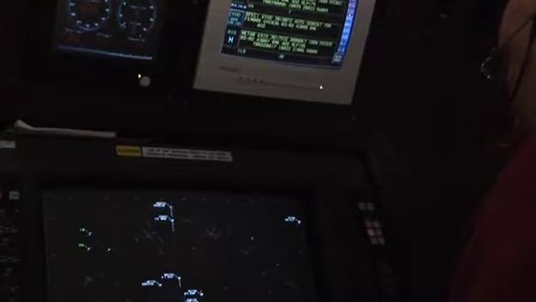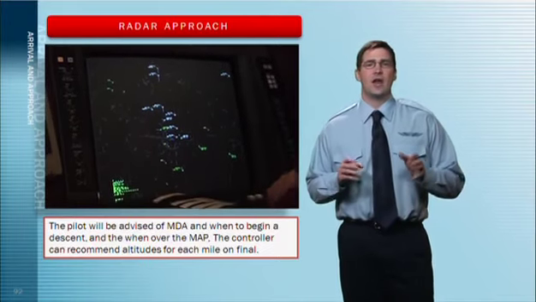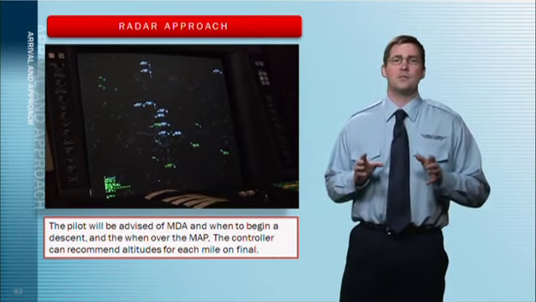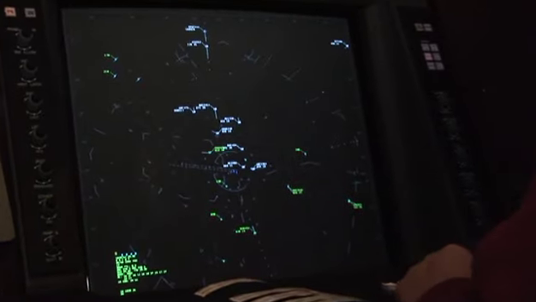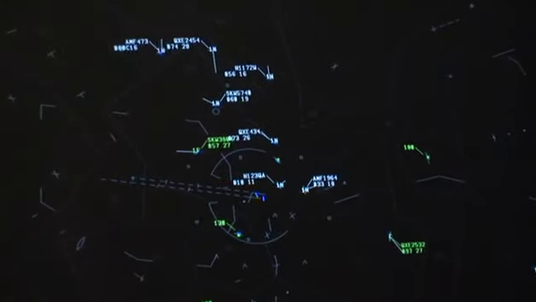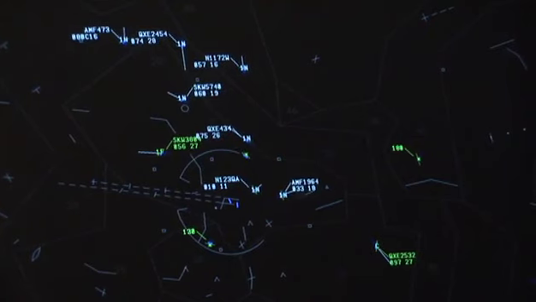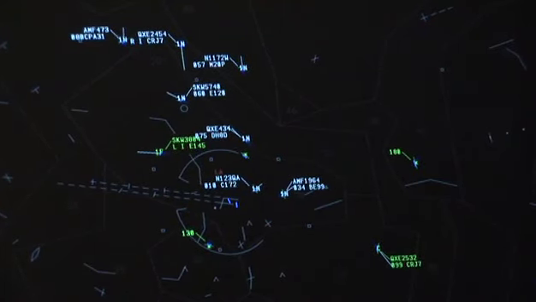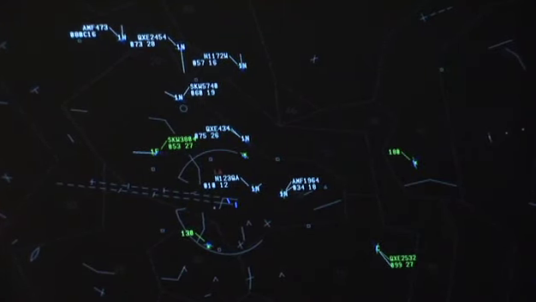The pilot also will be advised of MDAs and told when to begin a descent, and also will be informed when they are over the missed approach point, or MAP. If the pilot makes a request, the controller can provide recommended altitudes for each mile on final. You don't typically use this at the end of a long flight, but an ASR can help you land safely if needed.